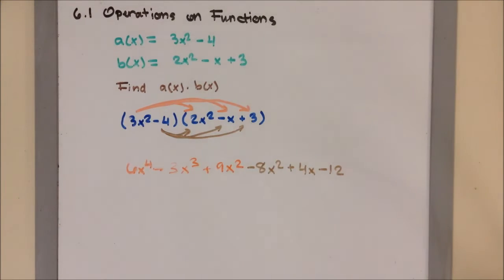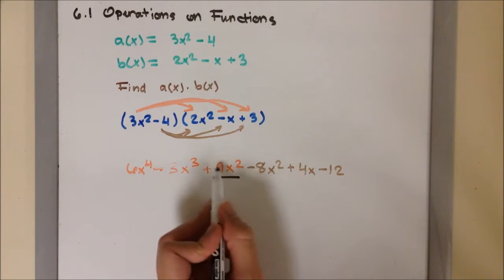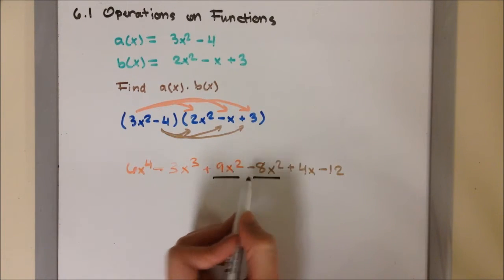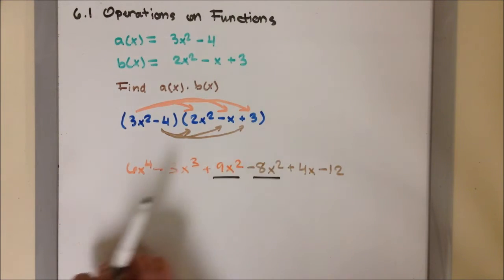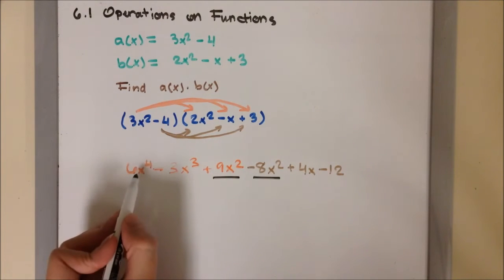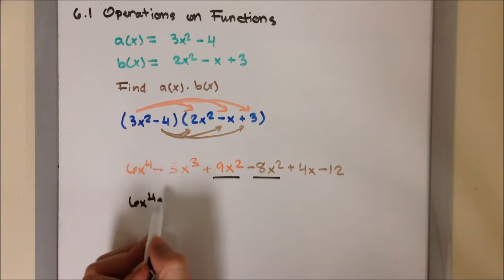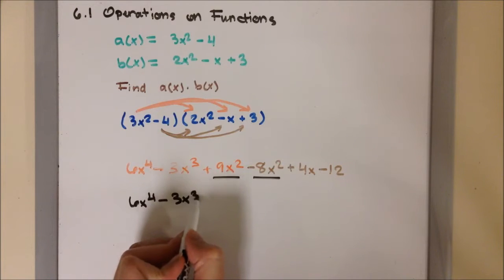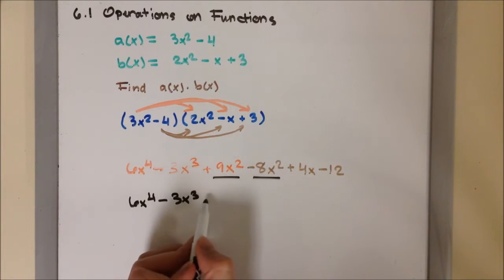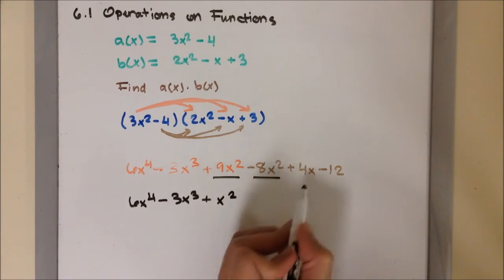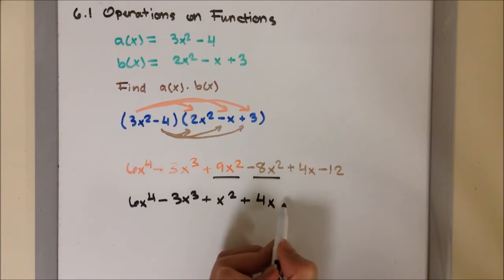So looking at this, the only things that I can combine as like terms are the 9x squared and the negative 8x squared, because they are like terms, meaning that it's an x squared with an x squared, exactly the same. So I'm going to combine these two. I'm not combining the 6x to the 4th, so 6x to the 4th. I'm not combining this, so it's going to be minus 3x to the 3rd. Here I am going to combine, so positive 9x squared minus 8x squared would be positive x squared. Nothing to combine with my x, so plus 4x. And then nothing to combine with my number, so minus 12.